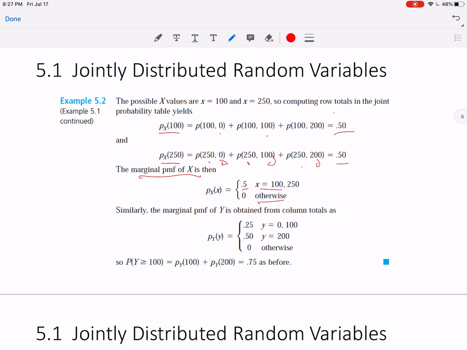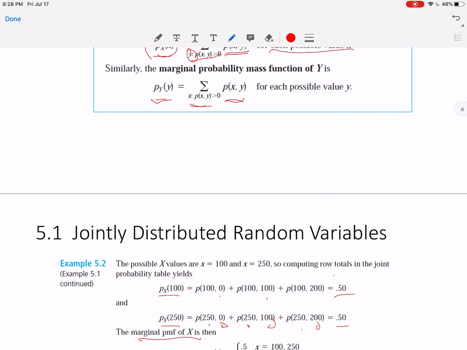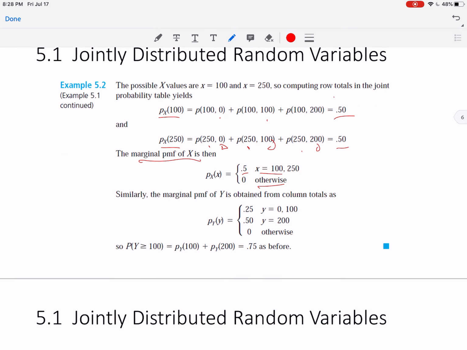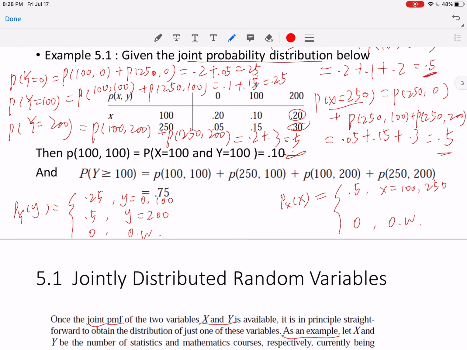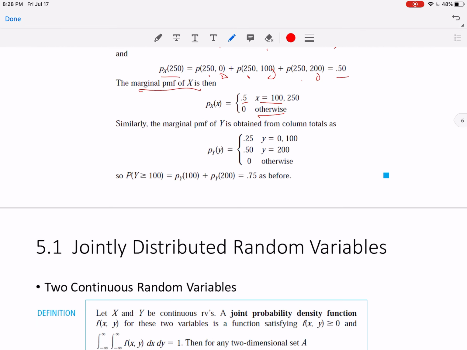All right, similarly, for y, we got the same thing as what we got above. When y is equal to 0 or 100, the probability is 0.25. When y is equal to 200, the probability is 0.5, and 0 otherwise.